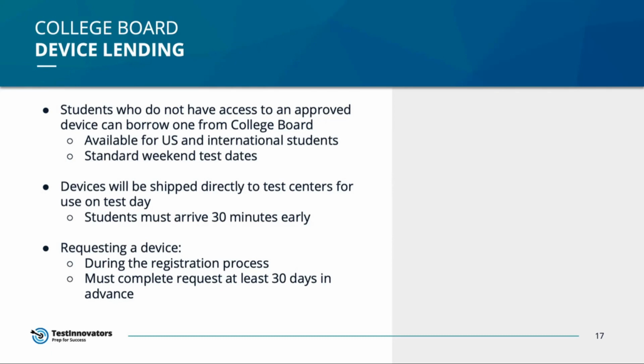You must actually request your device during the registration process, and you must complete this request at least 30 days in advance. So if you don't have access to an approved device and you need to borrow one from the College Board, make sure that you plan ahead, register early, and get your request in on time. This allows them time to actually ship the device and arrange logistics on their end.